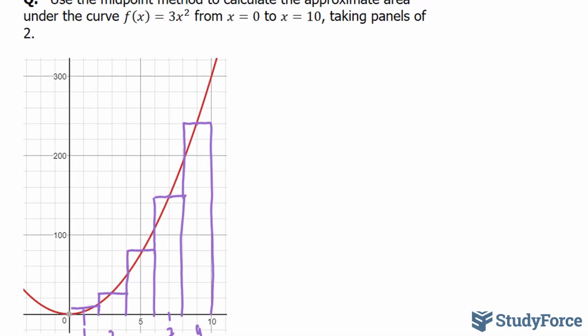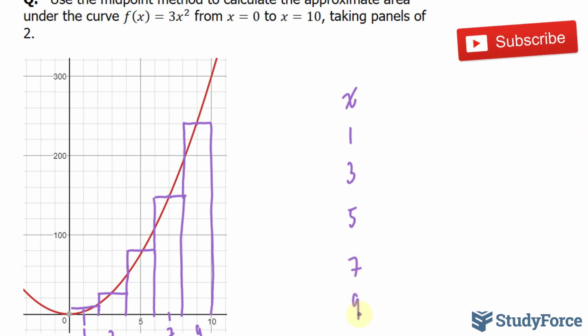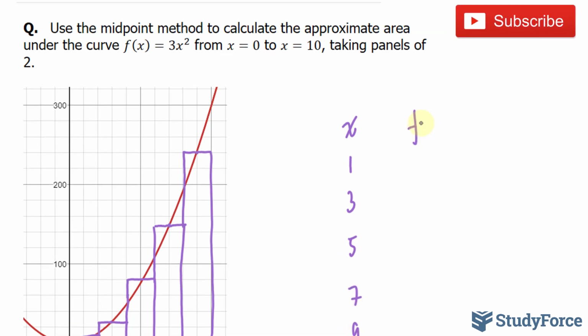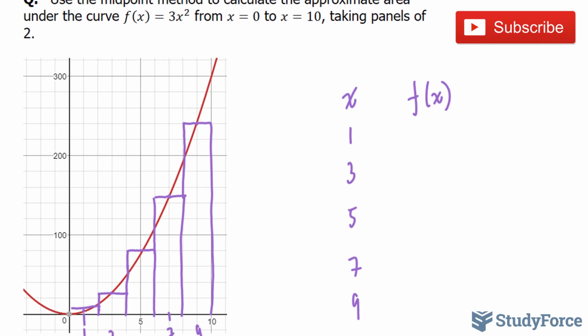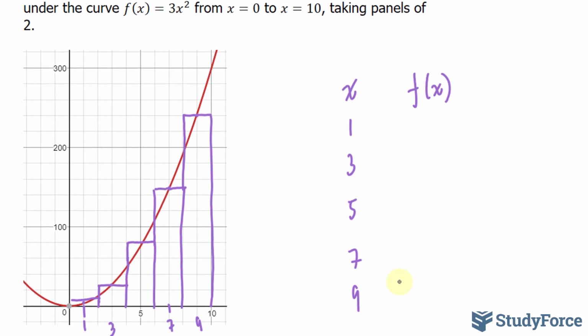First, let's find out what f(x) is when x is 1, 3, 5, 7, 9. And our second column will be f(x). Our function is 3x^2, so these won't be difficult to calculate. 3 times 1 squared is 3. 3 times 3 squared, that's like saying 3 times 9, which is 27. The next one will be 75. Then following that 147, and following that 243.